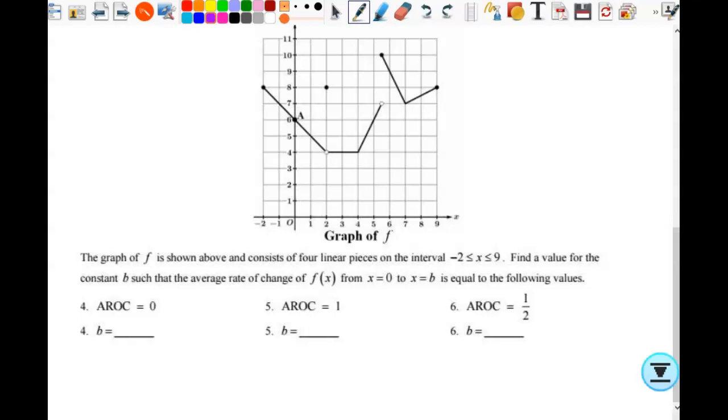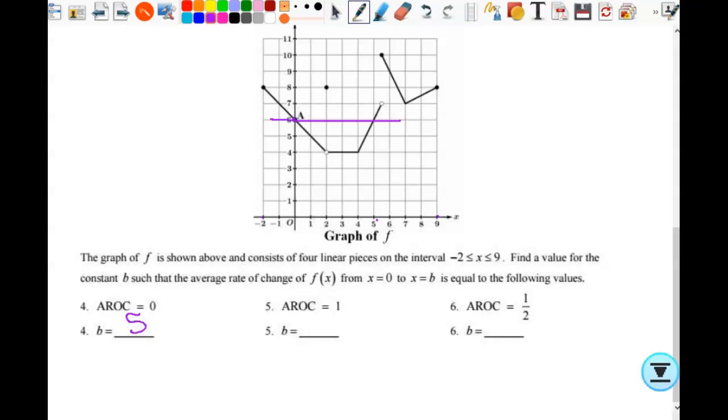So I've got the graph of f from -2 to 9. Okay, that makes sense. I'm starting at x equals 0, so I'm starting here at A. And I want my average rate of change to be 0. So what's my x value? 5, because there's my horizontal line right there. X is 5. Everybody okay with that one?